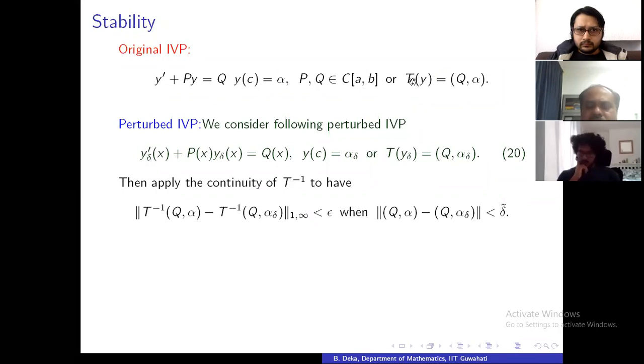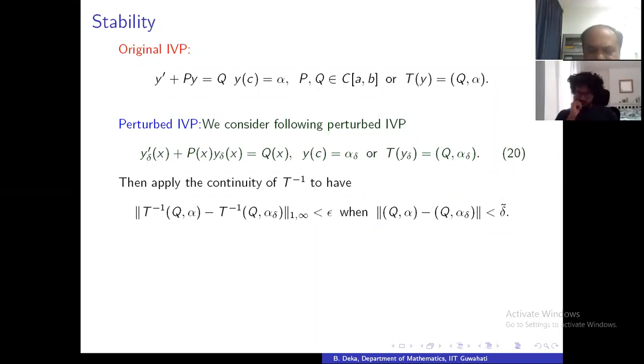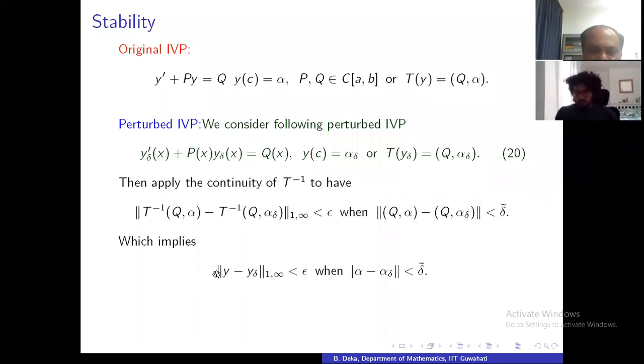Again, now we apply the continuity of this map, T inverse. So T inverse is continuous means for given epsilon, there exists a delta, I have written down delta tilde, such that these two conditions are satisfied. So it is purely from the continuity of a linear operator. Again, if you see what is T inverse (Q, alpha), Ty is equal to (Q, alpha). So T inverse (Q, alpha) is nothing but y. Again, T inverse (Q, alpha delta) is nothing but y delta. So that means this quantity is nothing but the norm of y minus y delta, the C1 infinity norm, which is less than epsilon, when this norm is less than delta tilde.